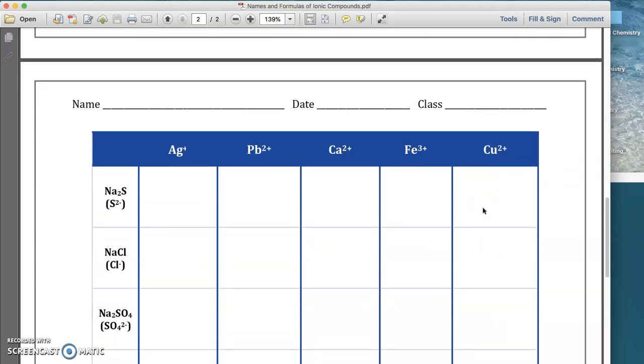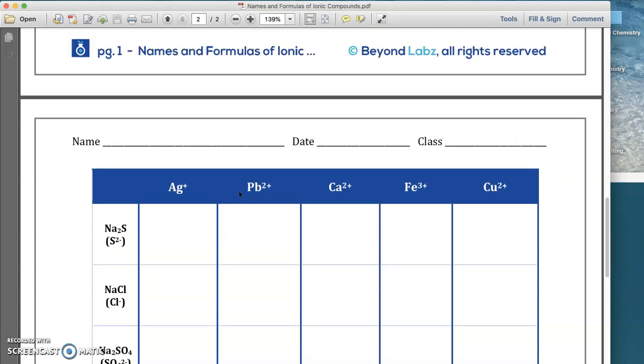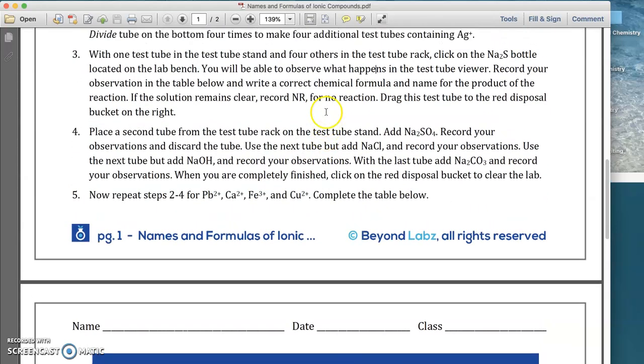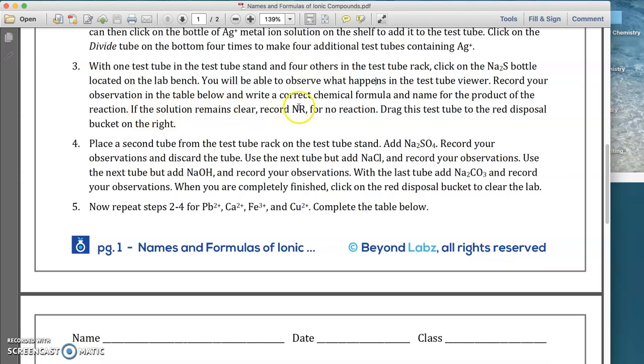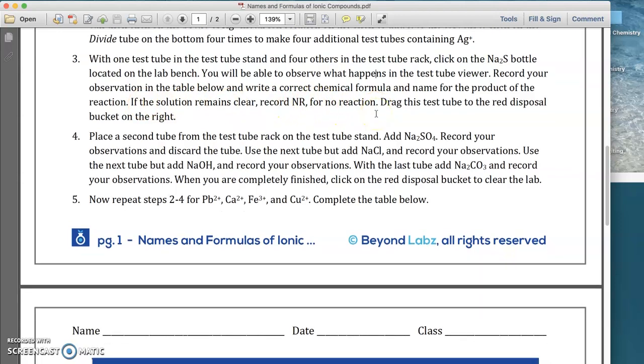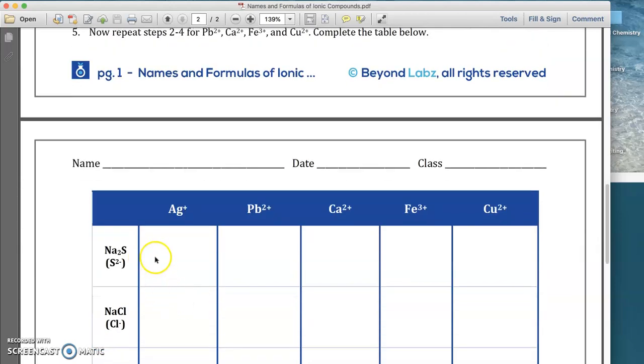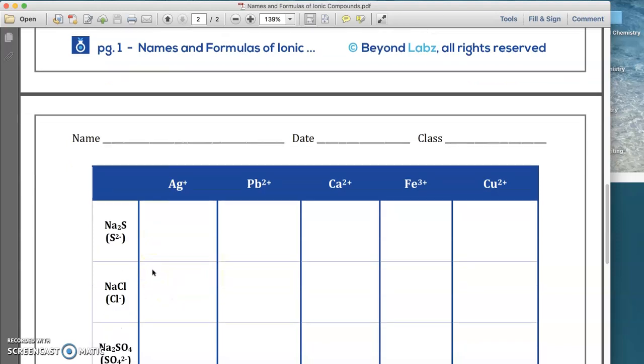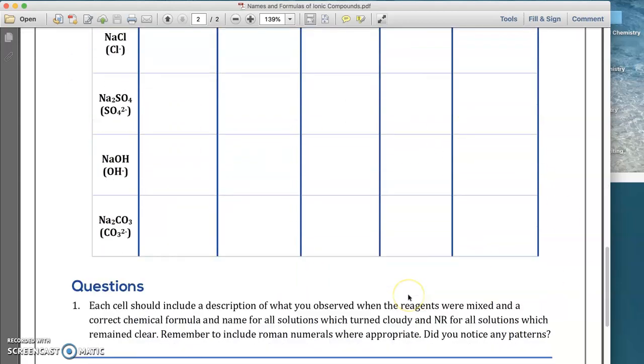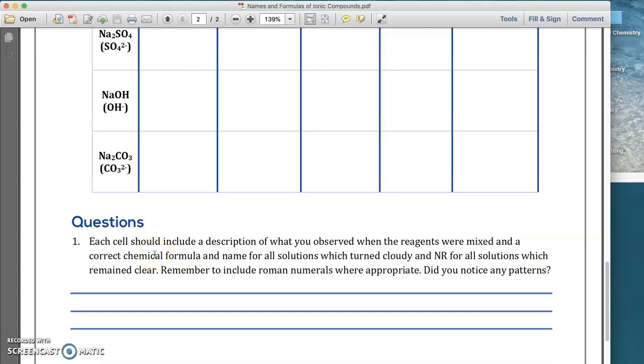If the test tube remains clear, that means no reaction has happened, and you're going to put in NR in the box for no reaction. See, so it says here, if the solutions remain clear, record NR for no reaction. If the solution doesn't remain clear, if there's a precipitate, if it forms a white color or a black color or a brown color or a pink color, then you need to write the color it forms in the box. You need to write the chemical formula in the box, and then you need to name it. And remember your Roman numerals, okay? And so you've got 25 boxes here that you're going to work on. And that's what that question says here.